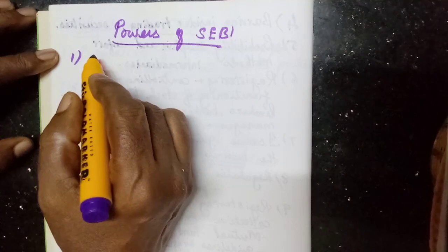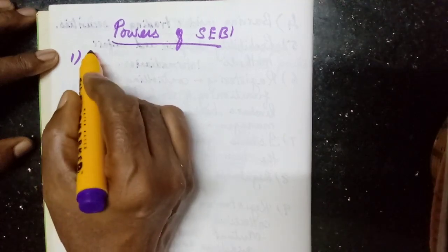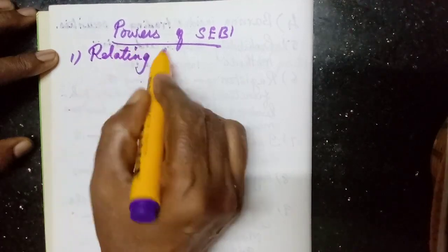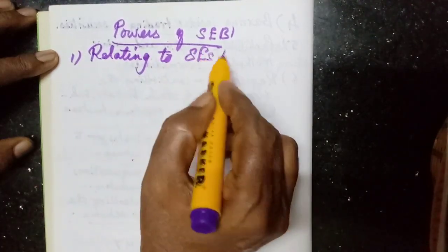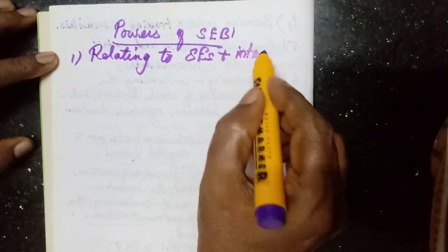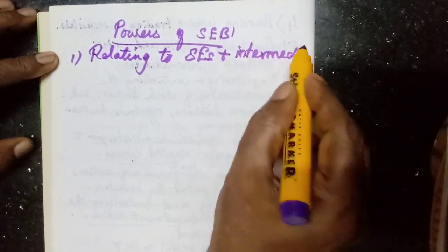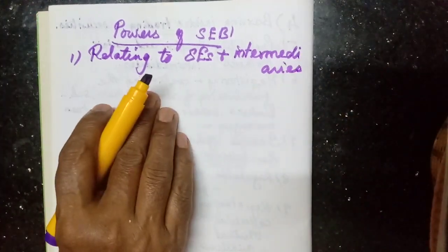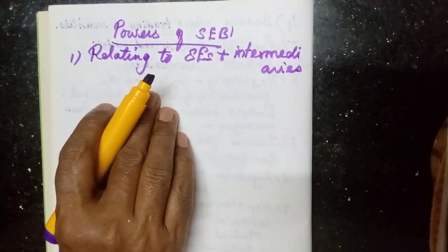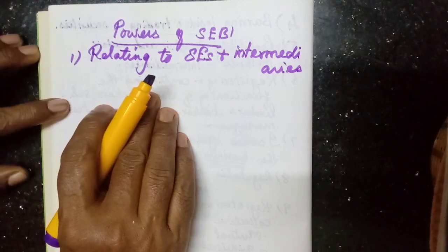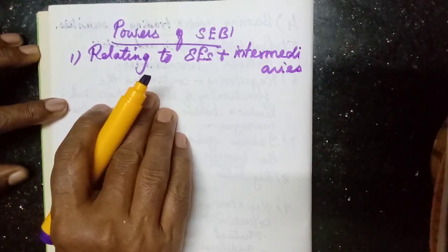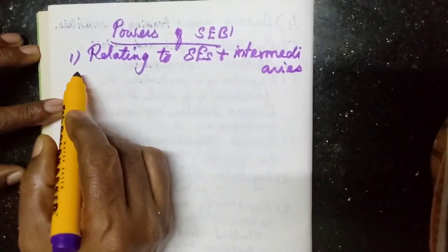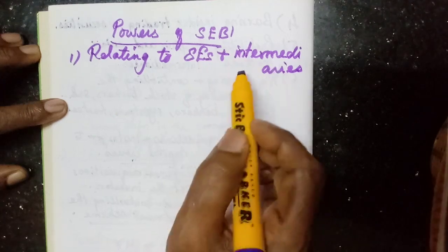So, the first power: powers relating to stock exchanges and intermediaries. Intermediaries, we know, are all the organizations that may be the brokers, the members, then other may be the merchant bankers, then underwriters. Okay, all these are called the intermediaries. So, powers relating to stock exchanges and intermediaries.